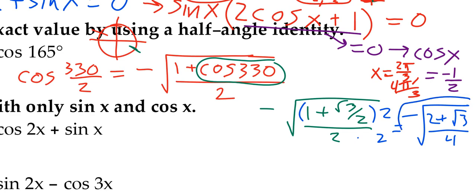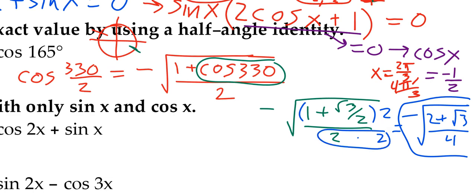I have a question. The cosine of 330 is radical 3 over 2, but no, that is not equal to radical 3 over 2. Now, I do understand you could take the square root of 4 on the bottom, but you have 2 plus radical 3 inside of a radical. There's no way that's equal to radical 3.